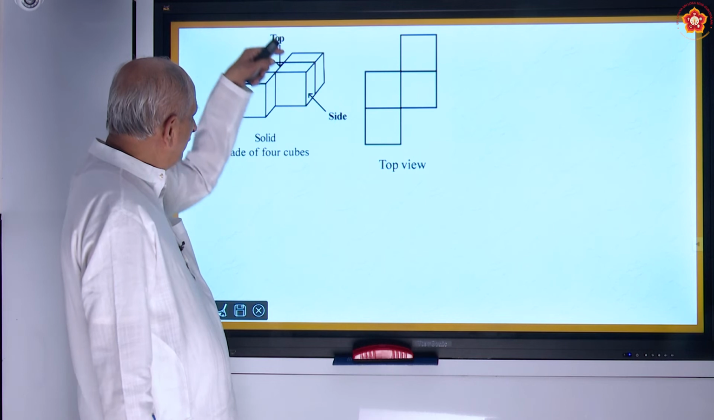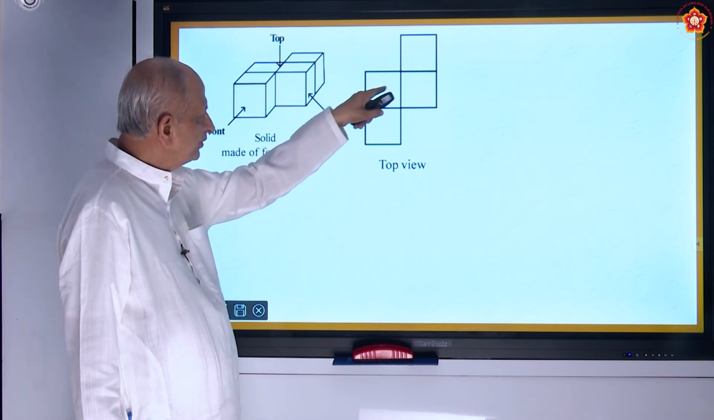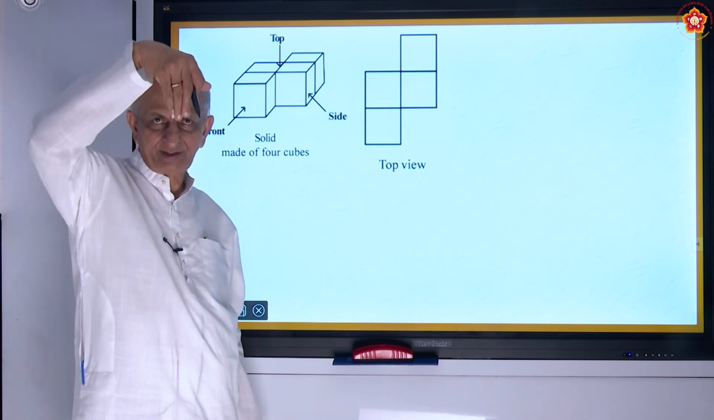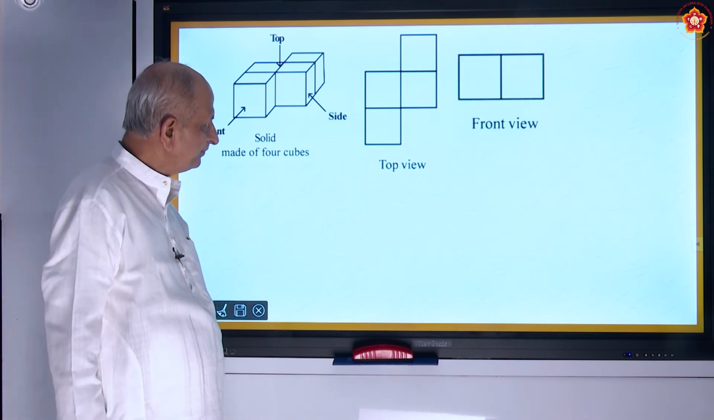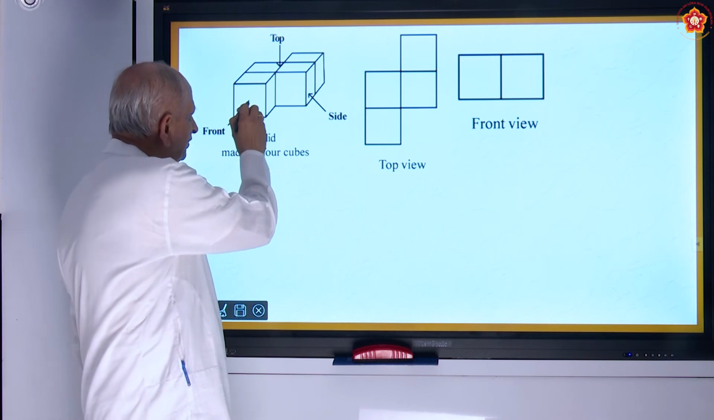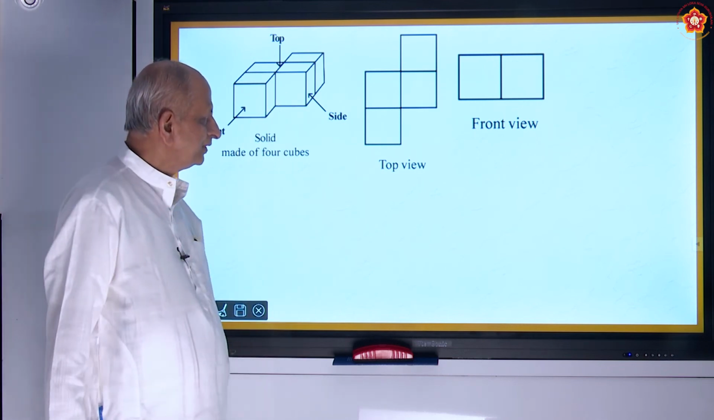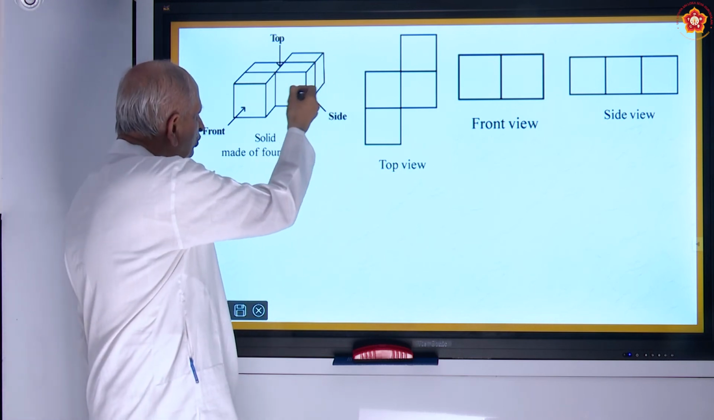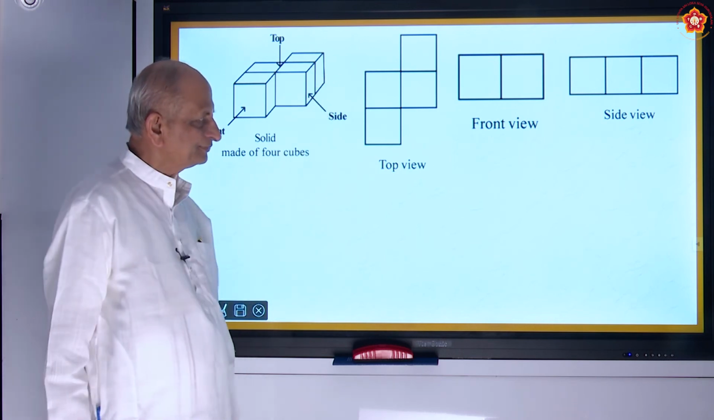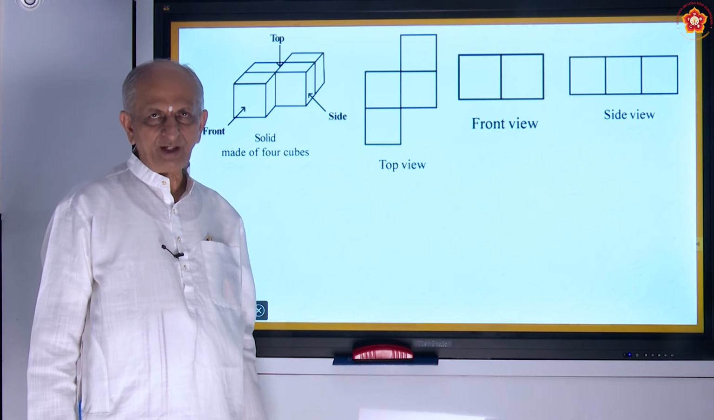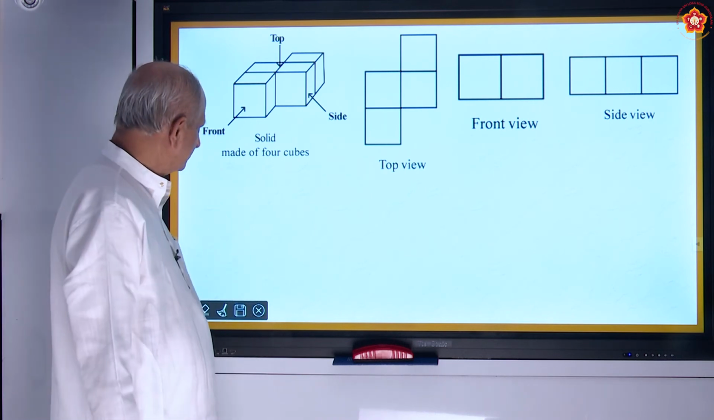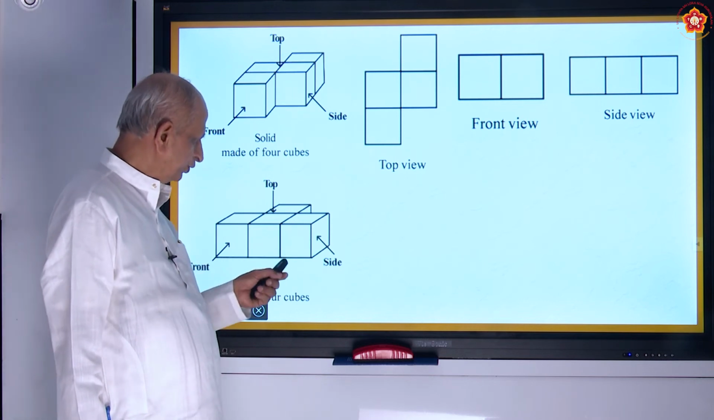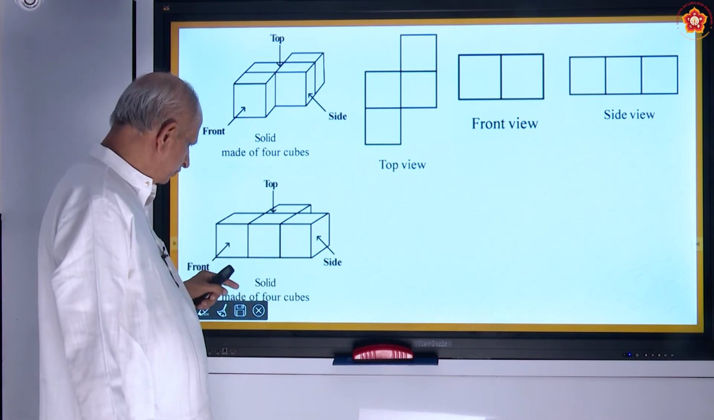From the top, if you see down, you see 4 squares there. If you see the same thing in front, you will see 2 squares. And if you see from the side, 1, 2, 3, there will be 3 squares. So it all depends on how you see it. Same thing if you have 5 cubes... here 5 cubes are arranged. Sorry, 4 cubes.